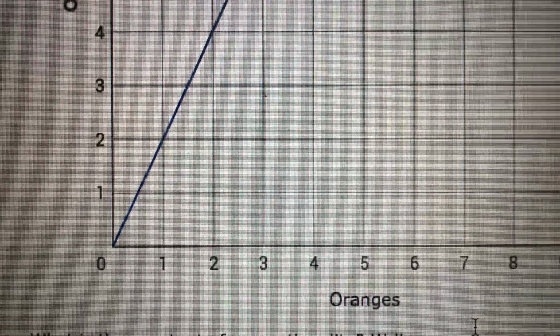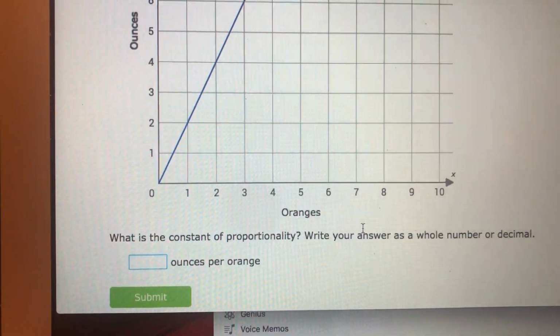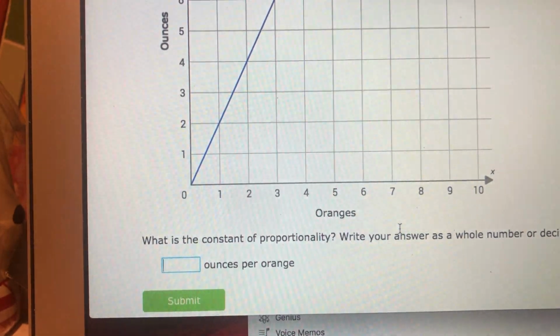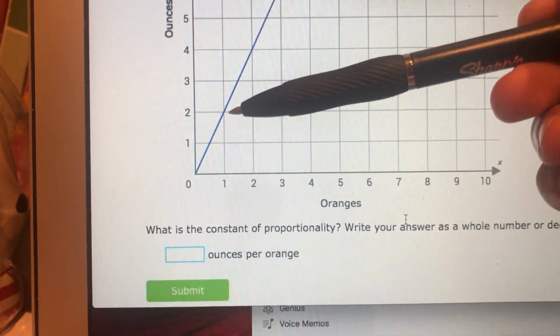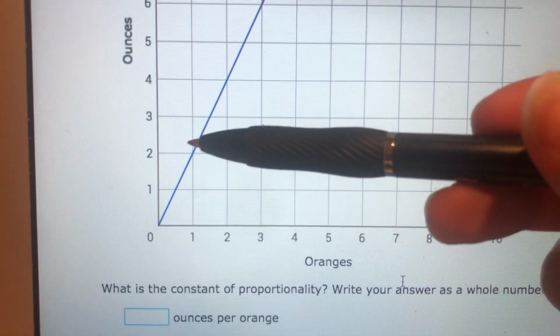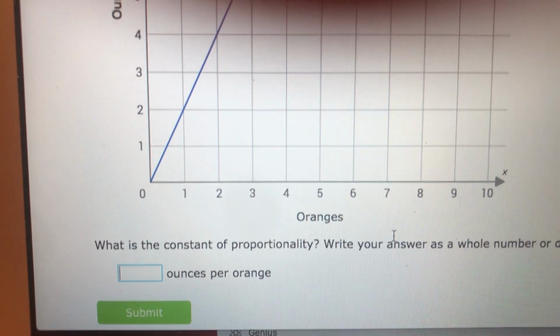So the first thing I need you to do is find an ordered pair on the line. And the ordered pair I'm going to choose is this one right here. Because it's proportional, all of these equal the same value. So I'm going to write number 1, and the ordered pair is going to be (1, 2). 1 is x, 2 is y, and I know this because 1 is on my x-axis, 2 is on my y-axis. Okay, cool. So it says, what's the constant of proportionality?